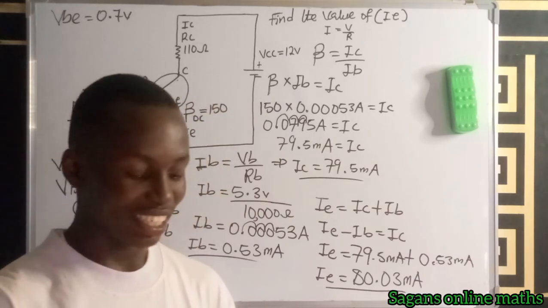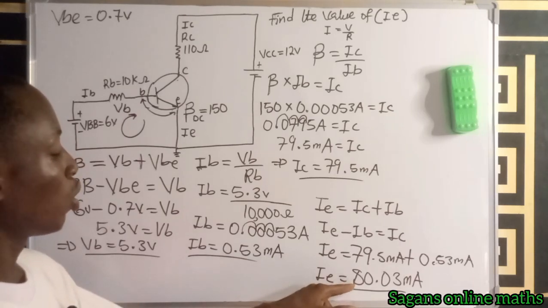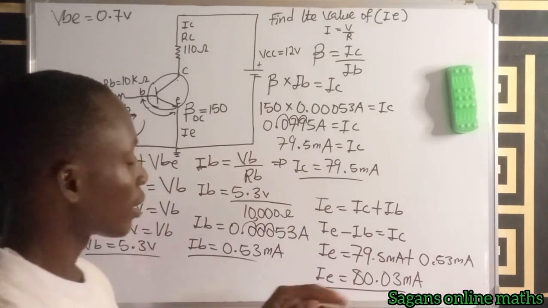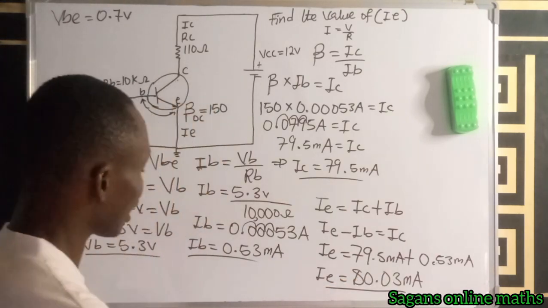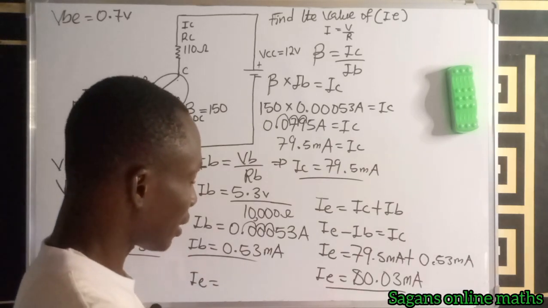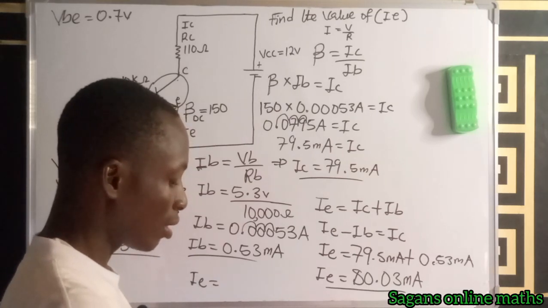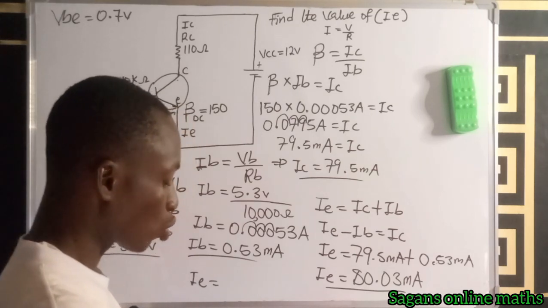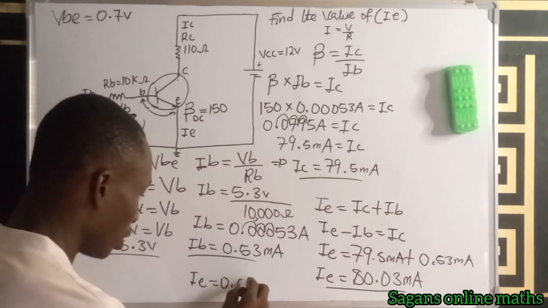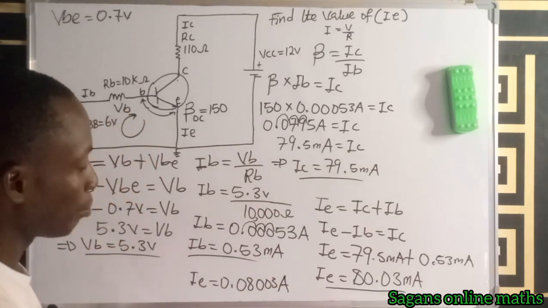And see how simple and interesting it is. So that means we are asked to find the value of IE. So IE is equal to 80.03 milliamps. And take note that if you don't want to write it in milliamps, you can also divide 80.03 by 1000, and you also have your answer, to remove the milliamps. So we also have the answer as 0.08003 amps.